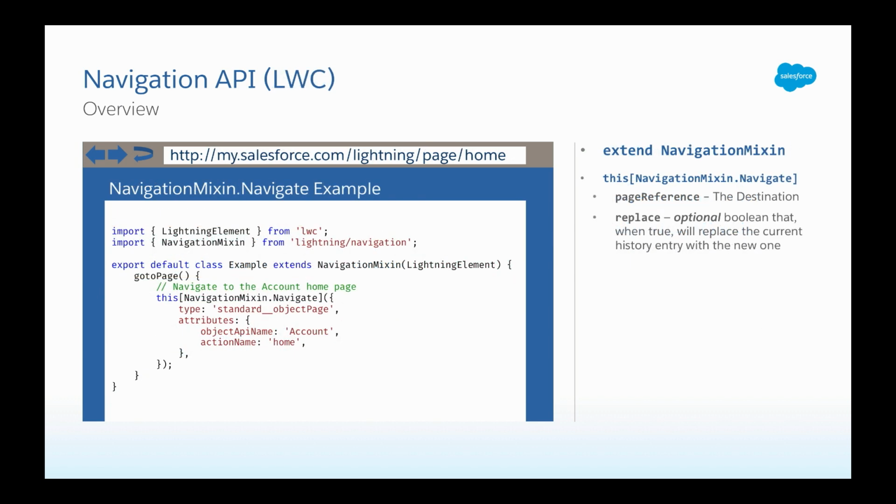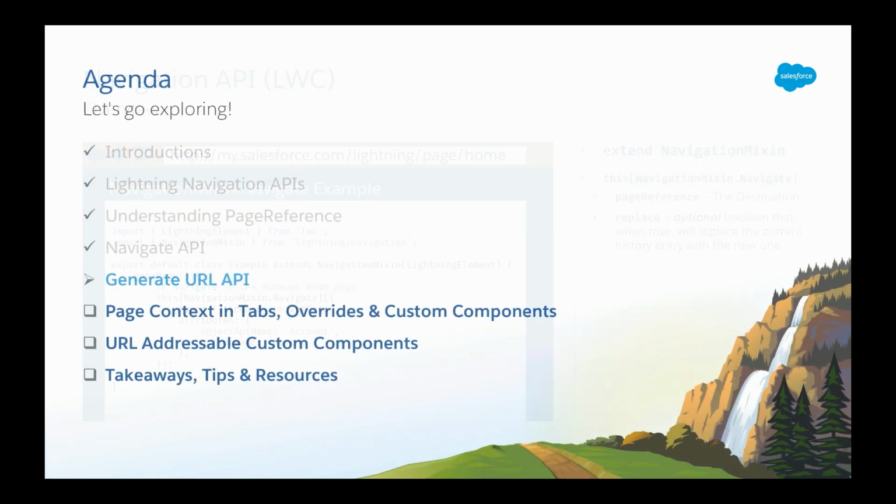In LWC, it's a little bit different. In this case, you will actually import NavigationMixin from the Lightning navigation module. You'll have your component extend NavigationMixin parameterized over LightningElement. This will actually inject into your component a couple methods. The syntax here is kind of weird, but essentially this is a method now that is available to your component, NavigationMixin.Navigate. This corresponds to the navigate call in the Aura environment. And again, you just provide a page reference as the first parameter and a replace parameter for the second.